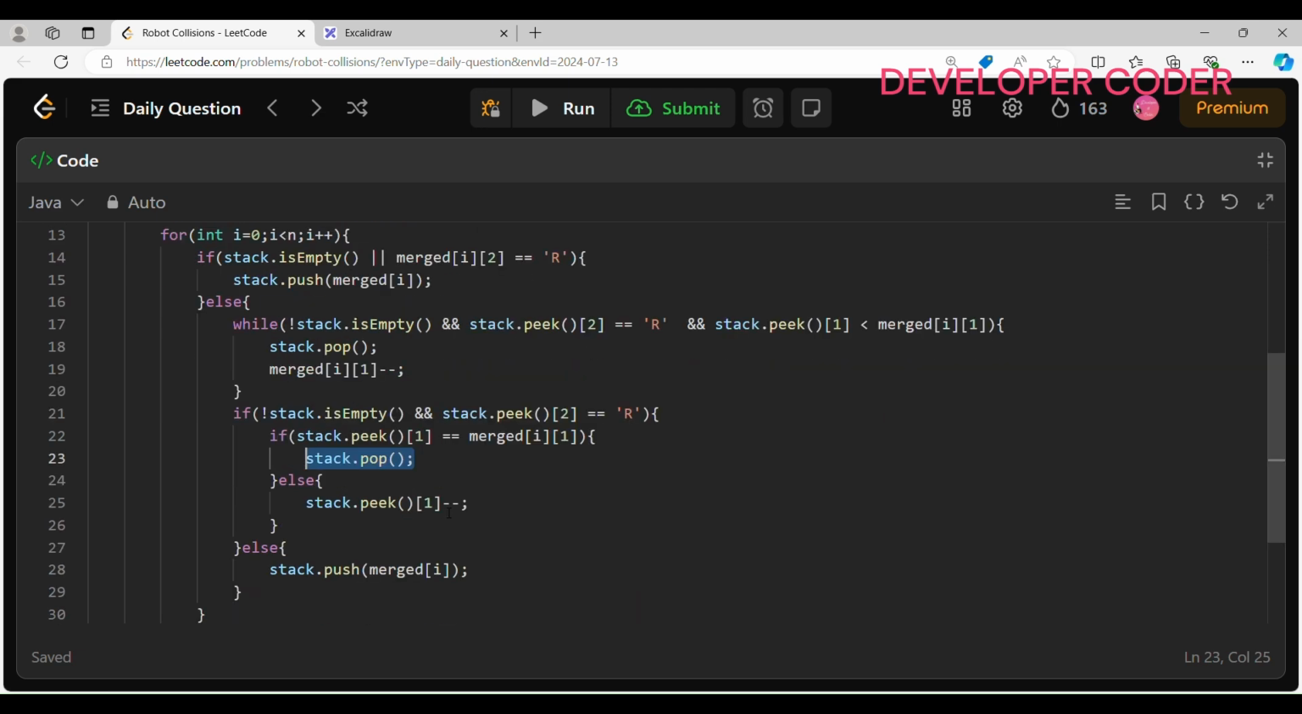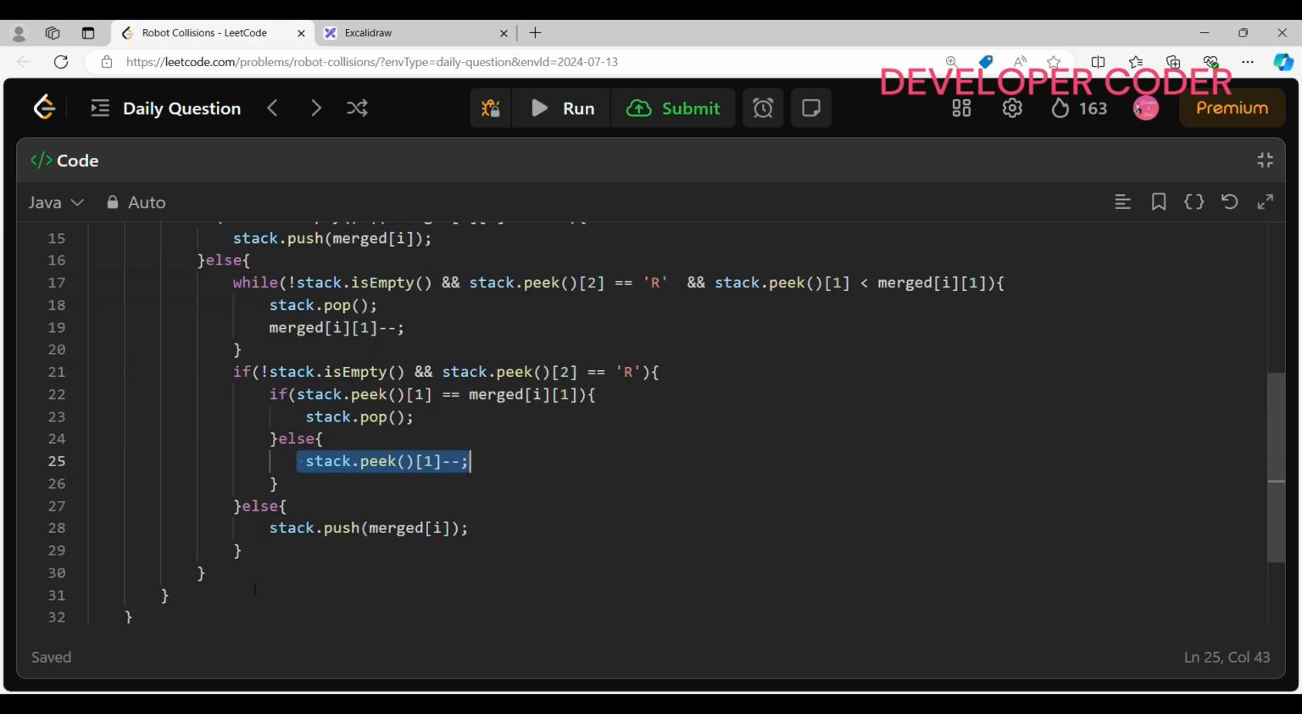So this time simply means that the health of the topmost element of the stack is greater than this merged of i of 1. That is why I'm decrementing it here. If this is the case, then I'm decrementing this. If both are matching, then I am removing this. But if the case is opposite to this, then I have to do this one as well, right? So I hope that this is clear.